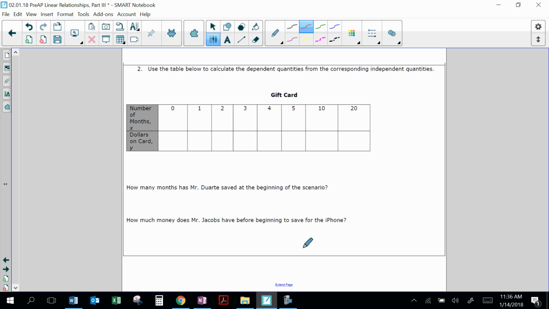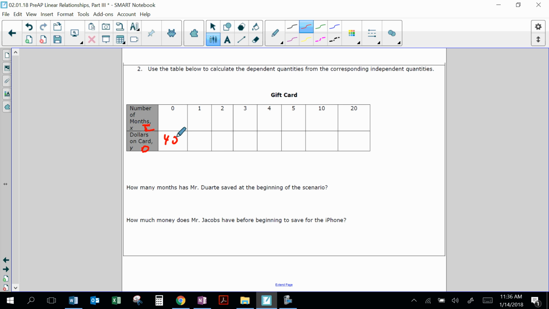So now let's use a table below to calculate the dependent from the corresponding independent. So which one's the dependent, out of curiosity, independent? To find the number of months, it depends on the dollars, or to find the dollars, it depends on the number of months. This must be the dependent right here. So we'll put a D here. This is independent. All right, so in 0 months, he has saved $40.